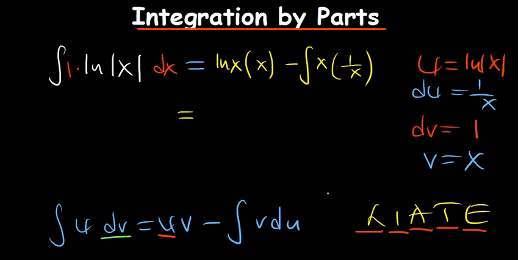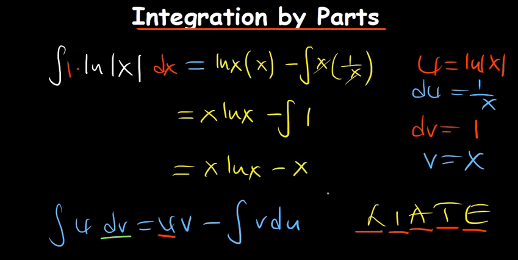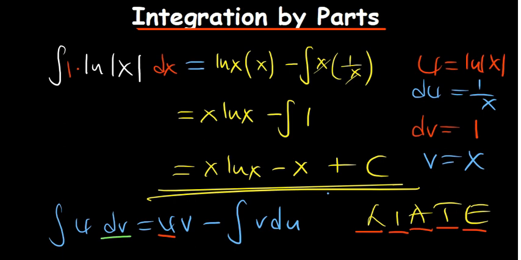So we have x natural log of x minus, so we have a product between our v and our du, which will just now give us a 1, right? So we have x natural log of x. What's the integral of 1? It's x, so plus c. So that's our integral plus c.